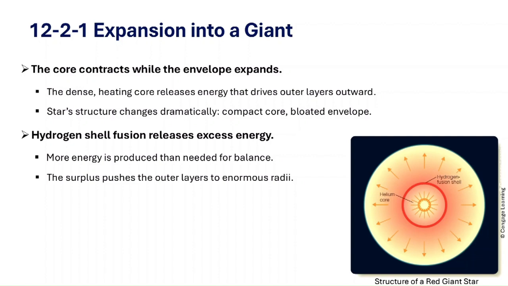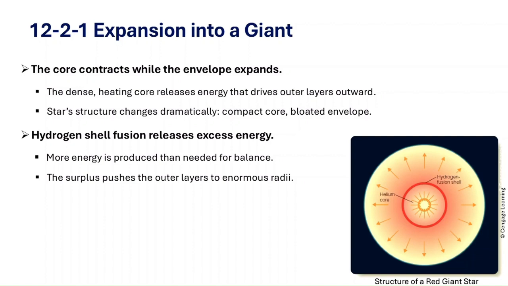Notice the arrows in the figure pointing from the core to the surface. They represent the flow of energy pushing the envelope outward. So this shell fusion drives the star to enormous radii, much larger than it was on the main sequence.